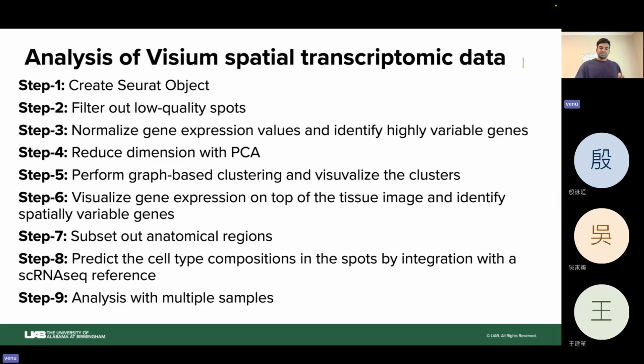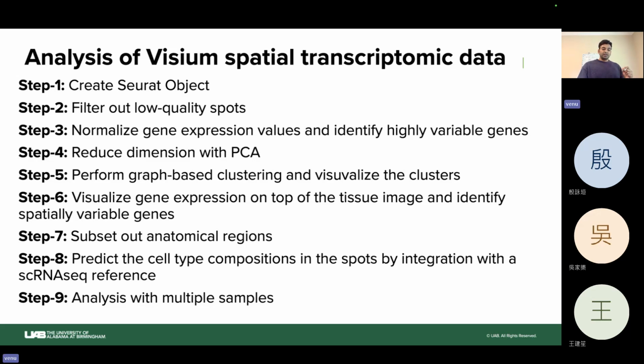Then we do PCA and dimensionality reduction, then we perform graph-based clustering. On top of it, we visualize the gene expression on the tissue image. Then we subset the regions and groups, and then we can predict the cell types. Step 8 is the most challenging part in every analysis, because you need to identify what kind of cell within the spots is in the highest proportion.